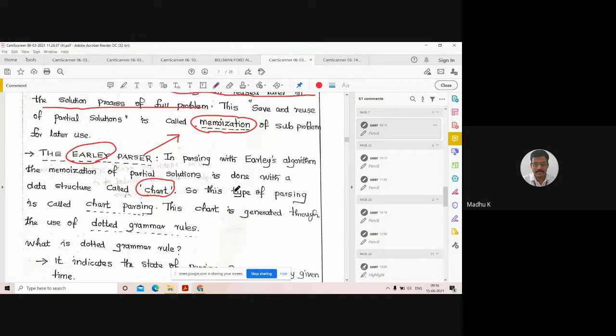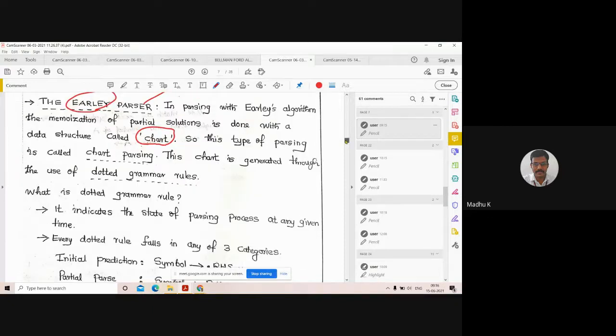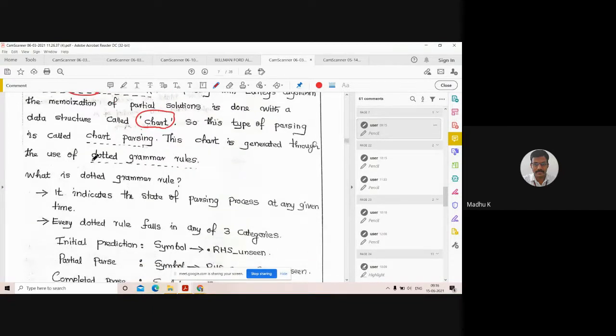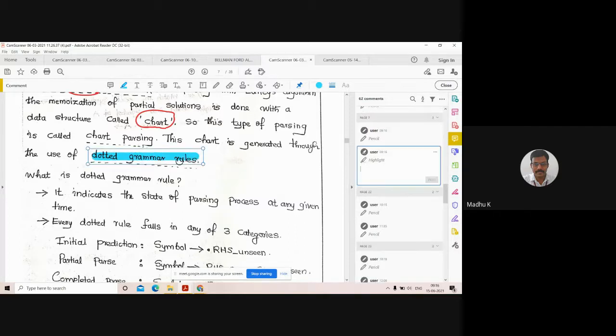Okay, so this type of parsing is also called chart parsing. Then how can we generate this chart? It is through the use of dotted grammar symbols. Through the use of dotted grammar symbols, we can generate a chart.